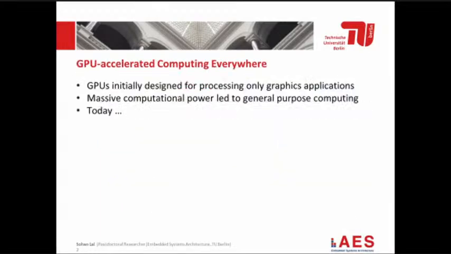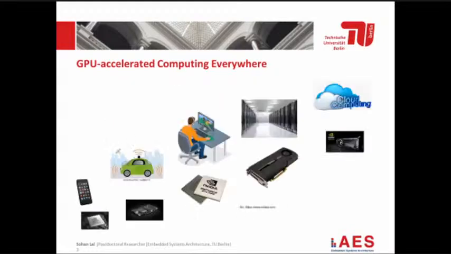GPUs, as I said, stand for graphics processing units, and initially they were designed for processing only graphics applications. But their massive computational power led to general purpose computing on them. When I say general purpose computing, I mean the same kind of computing that we can do on a CPU, we can also do on the GPU. And today, GPU-accelerated computing is present everywhere. GPUs are in our smartphones, in our cars, in our desktop computers. They are present in data centers, and of late also in cloud-based systems.